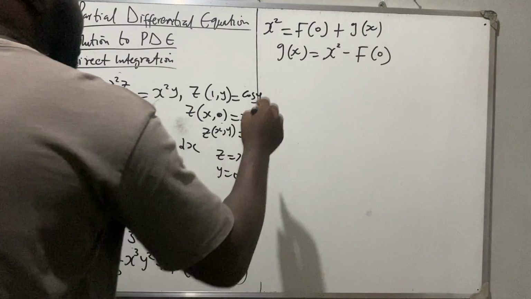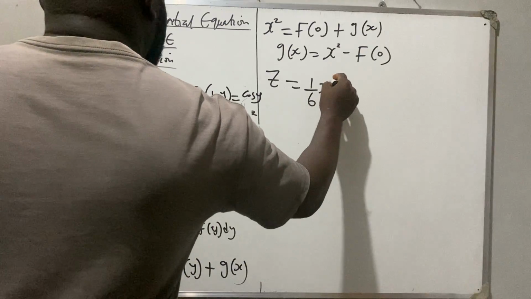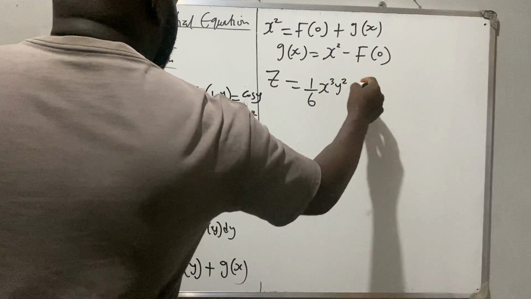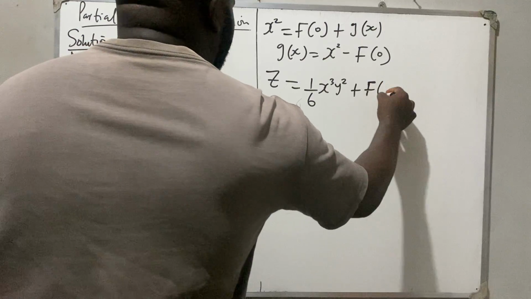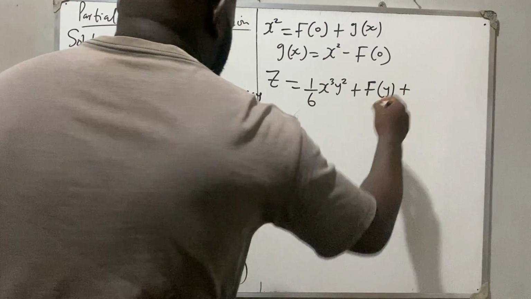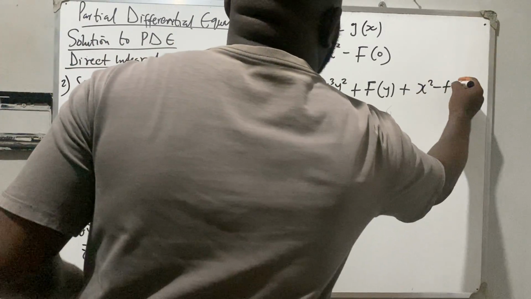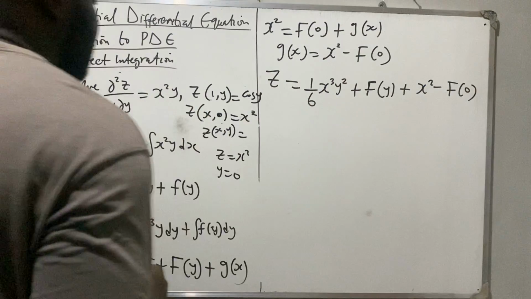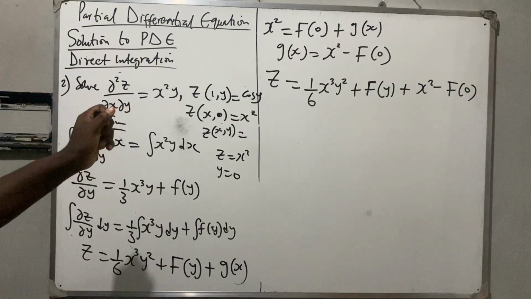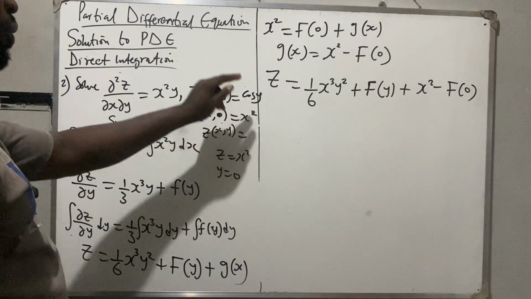If I put it back, I'm going to have that z is equal to 1 over 6 x raised to power 3 y squared plus capital letter F of y, then plus, instead of writing g of x, I will now write x squared minus capital letter F of 0. Okay, so now the next condition here is that when x is 1, our y remains the way it is, then z will now be cos y.